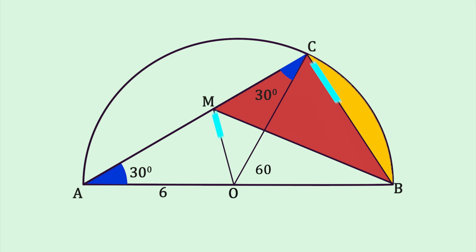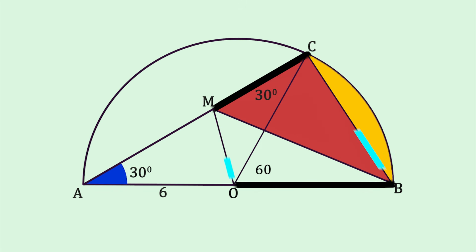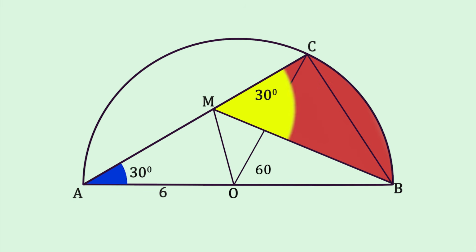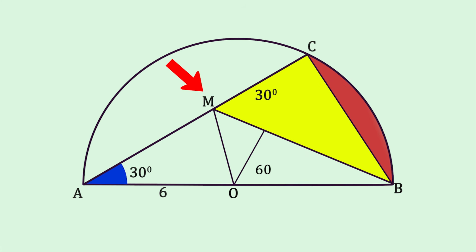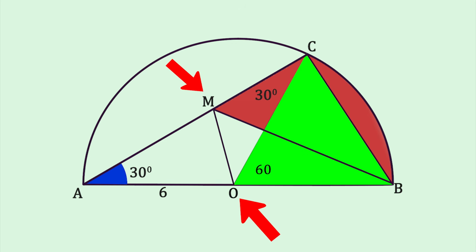When you have two parallel lines, any triangle with its base on one line and its vertex on the other will have the same area. Let's look at triangle MCB and triangle OCB. They share the exact same base, the line segment CB. The third vertex of one triangle is M. The third vertex of the other is O.